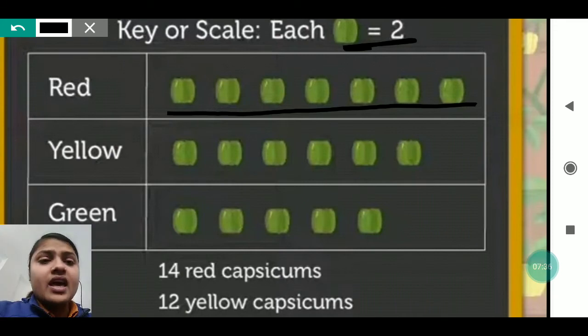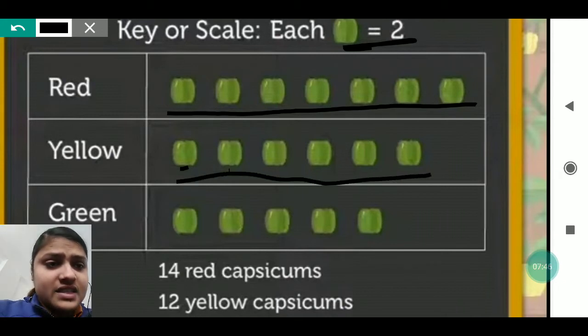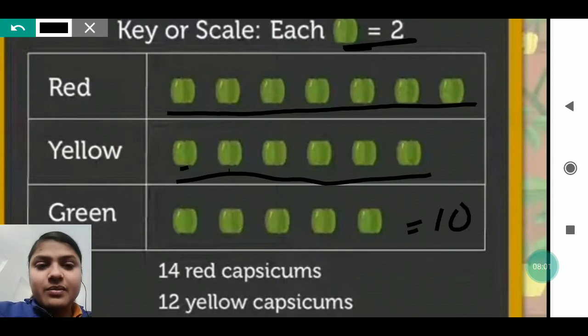These 7 symbols are representing that there are total 14 red capsicums. In the same way, how many yellow capsicums are there? So we will see how many we have drawn. 1, 2, 3, 4, 5, 6. We have drawn 6. It means total 12 yellow capsicums are there. In the same way, how many green capsicums are there? 1, 2, 3, 4, 5. Total 10 capsicums, my dear. So only 5 we have drawn.